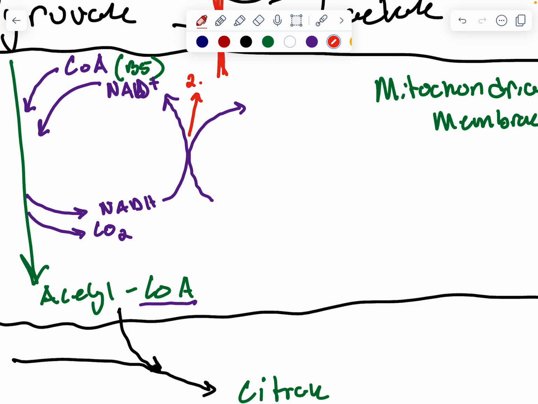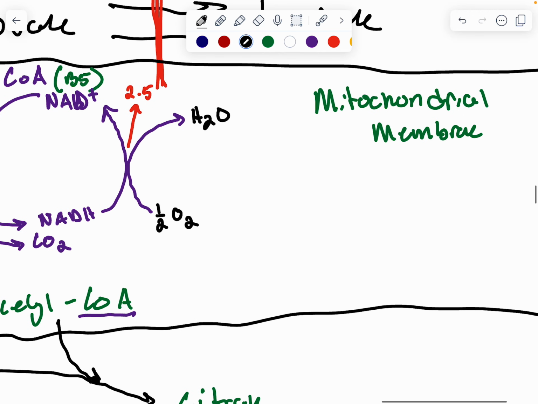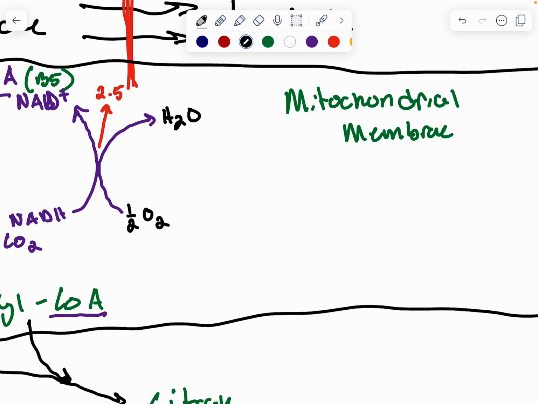2.5 ATP here. And what basically goes on is we consume half of an oxygen right here, and we produce an H2O molecule. So we consume half an oxygen, run it through with NADH, and as a result, we get 2.5 ATP from this reaction. But if we remember, everything in the second stage happens twice. So we don't only produce 2.5 ATP. In total, we produce 5 ATP here.